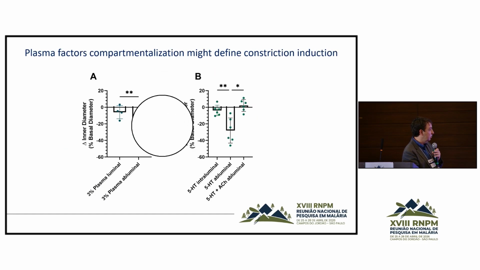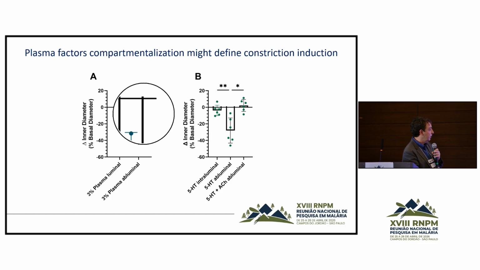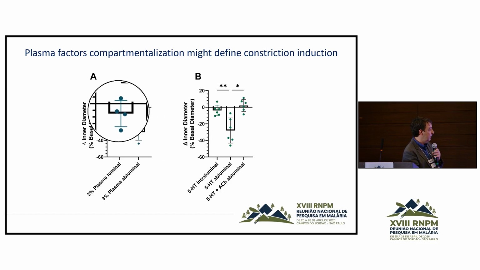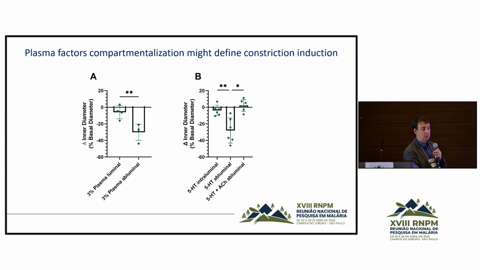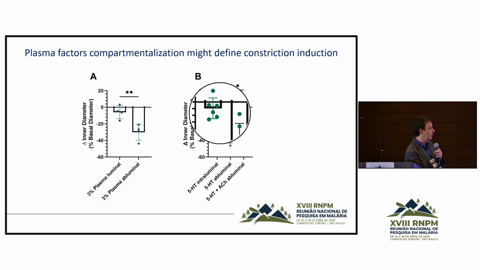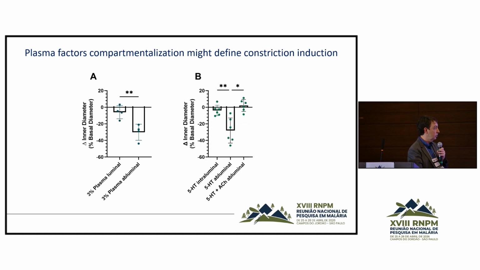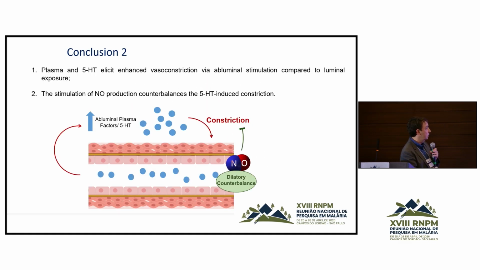So what he observed was that when you had the control plasma and the disease plasma, when they are inside the vessels in the luminal phase, there was practically no constriction, but when you put that outside of the smooth muscles, you could see this constriction, and that was valid for plasma and for serotonin, a very similar profile in both cases. So this is conclusion number 2.